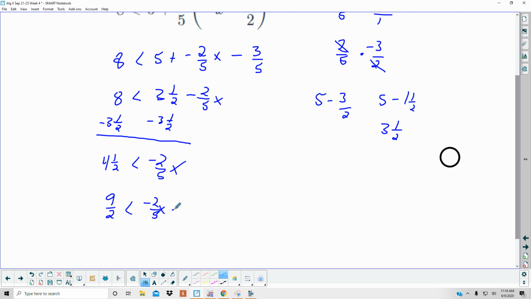And I'm going to multiply by the reciprocal of this coefficient. So that'd be negative 5/2 times negative 5/2. Nothing is canceling. So that's minus 45/4. X is still here, but the inequality has to change direction because you multiplied both sides by a negative number. So then that would be your answer.